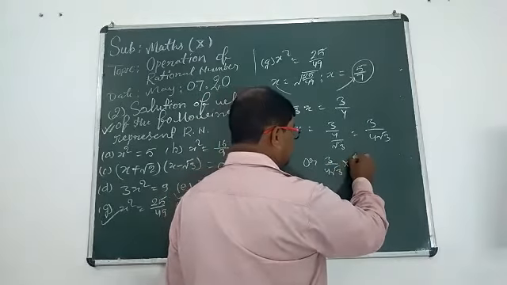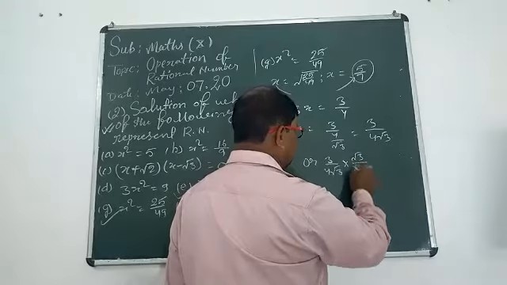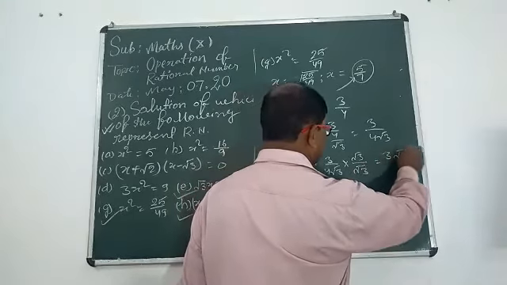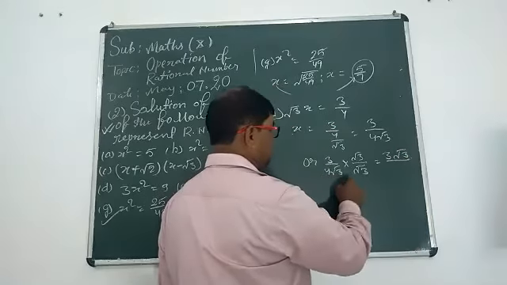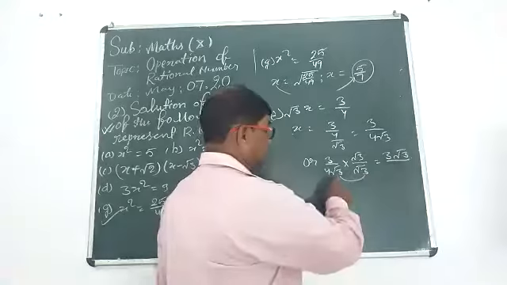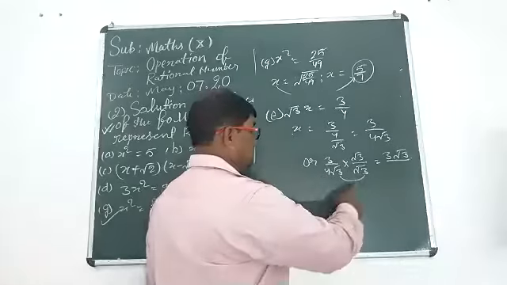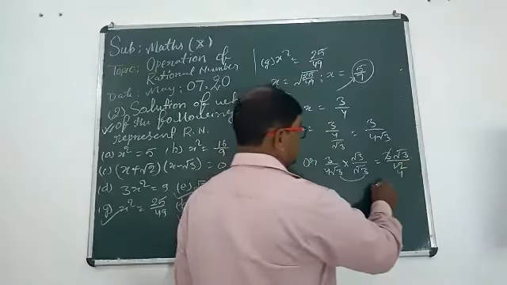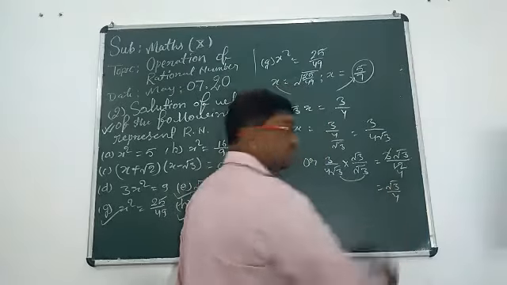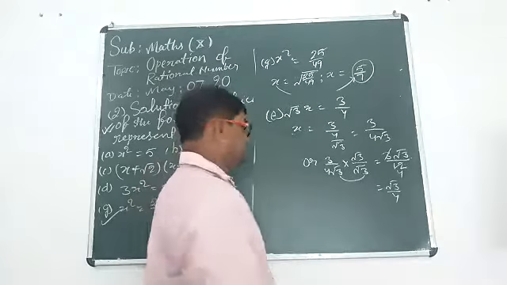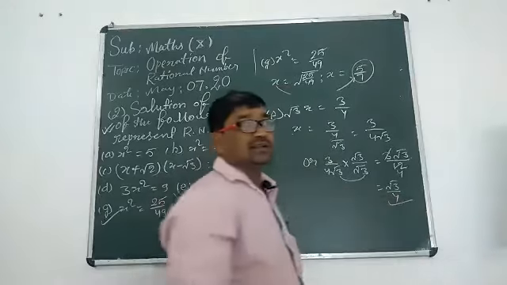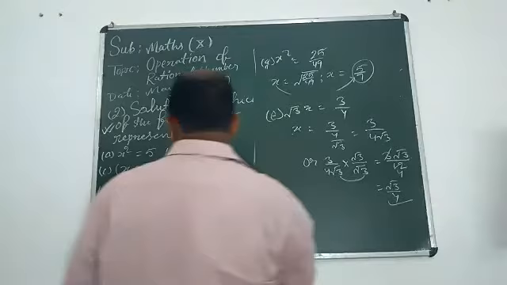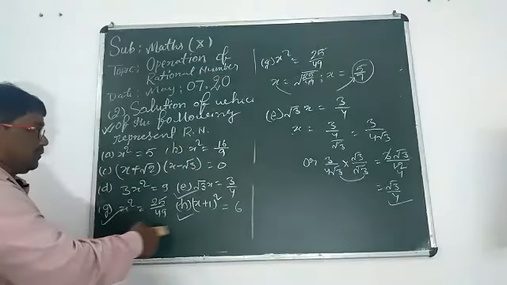Multiply the numerator and denominator by root 3. In this way, you will get 3 under root 3 upon 4 times 3, which is 12, because root 3 times root 3 is 3. Then 3 multiplied by 4 equal to 12. So the solution is under root 3 upon 4. This is irrational. In this way, you can solve these types of sums.